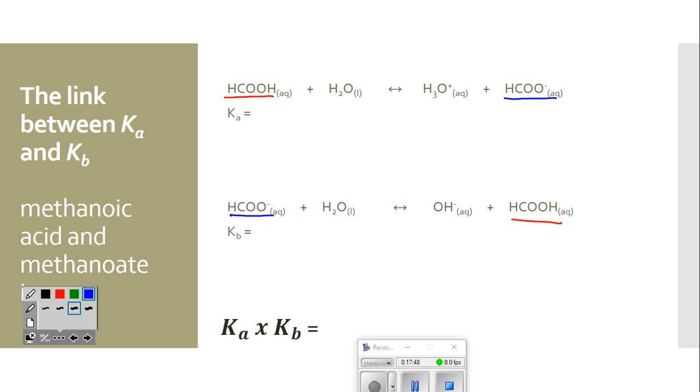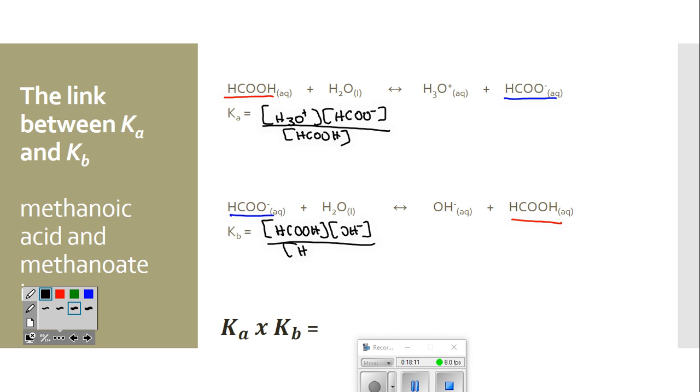Now, if I were to write the whole Ka expression, I would say that Ka is hydronium times that methanoate ion concentration divided by the acid. And I would say that Kb is the acid times hydroxide divided by the base. So the same thing that we just wrote down in those examples.